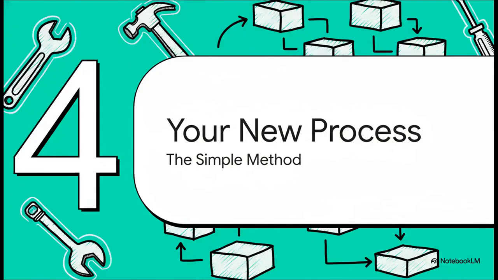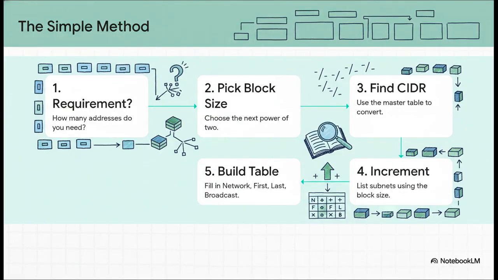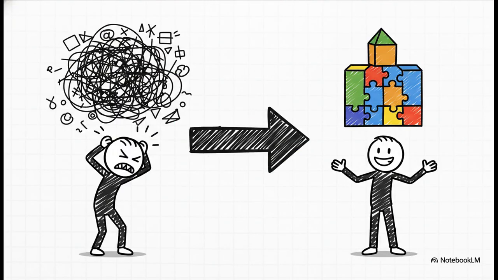Okay, let's pull all of this together. Let's recap what is now your new stress-free subnetting process. This is your go-to toolkit from now on. This is it, right here. 5 simple, repeatable steps. 1. Figure out how many addresses you need. 2. Pick the next power of 2 block size from the list. 3. Use that awesome cheat sheet table to get the CIDR number. 4. List out your subnets by just adding your block size over and over. And 5. Fill in the details for the network, hosts, and broadcast. That's the whole game, and that's really all there is to it.